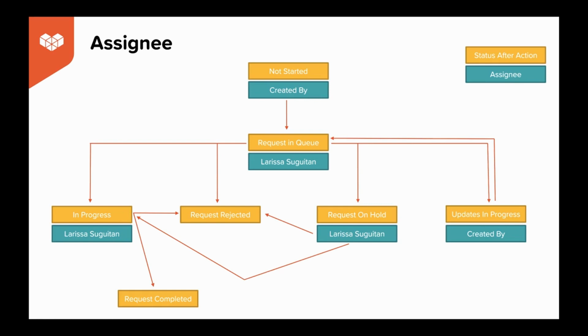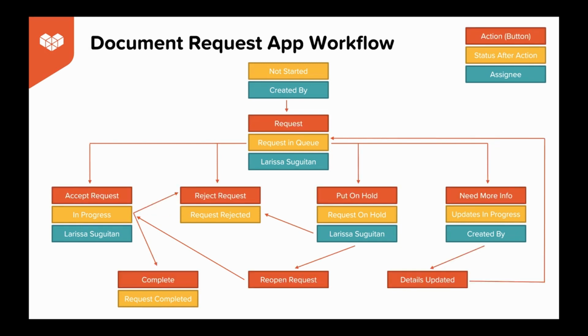Next, add in your assignees. At each status, who will be in charge of completing it and moving it on to the next stage. Lastly, we'll add in our actions. This is the name of the button options that will be available to the assignee in the status before. This is simply the text that will display on the button.